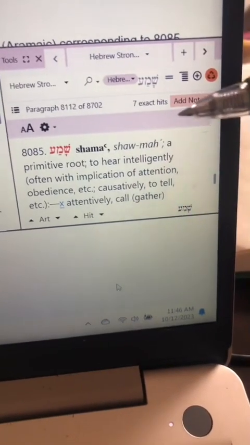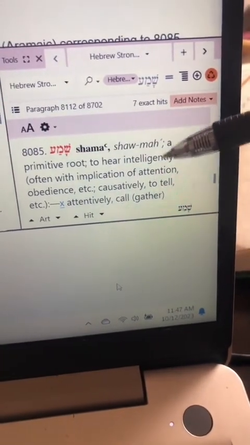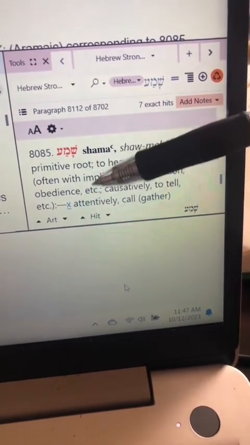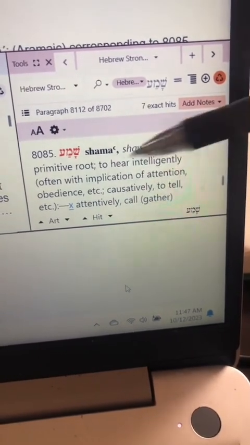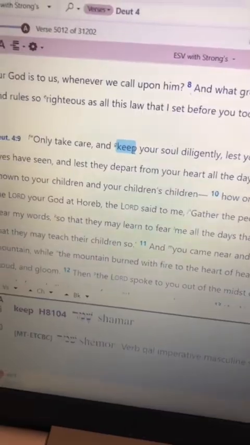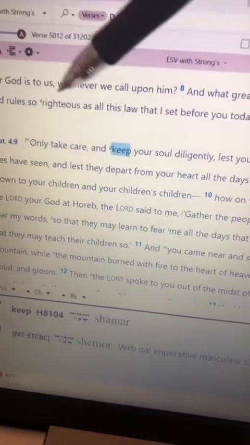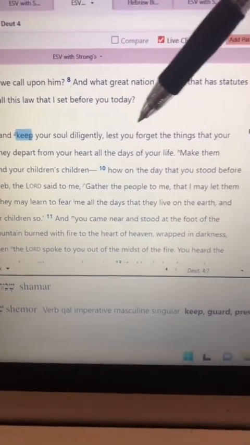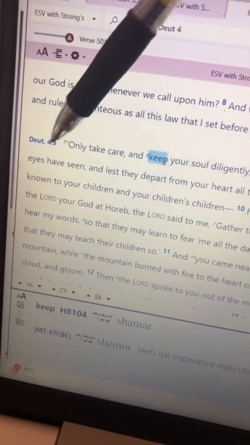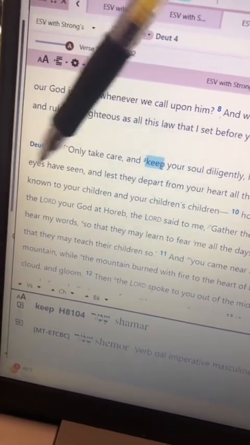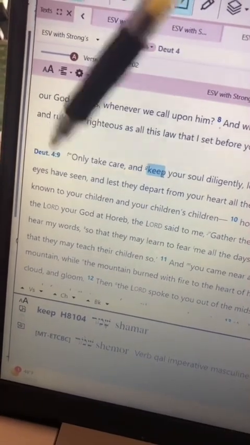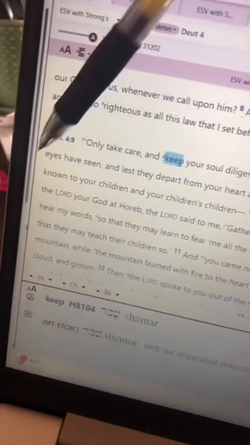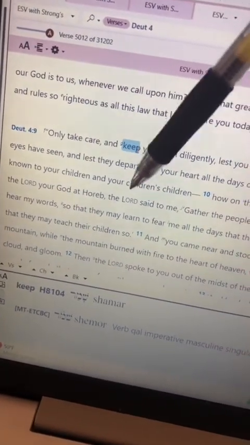Let's look at the full definition of shema. It's to hear intelligently, not just hear it and ignore it, but hear it with the implication of attention and obedience, to take action. It is a call to action. What does it mean to keep commandments? Let's look at the word for keep. Only take care and keep your soul diligently, lest you forget the things that your eyes have seen. Remember, we had the eye in the Shema. Forget the things that the eyes have seen, the things that you know from the Shema, and lest they depart from your heart all the days of your life. Make them known to your children's children.